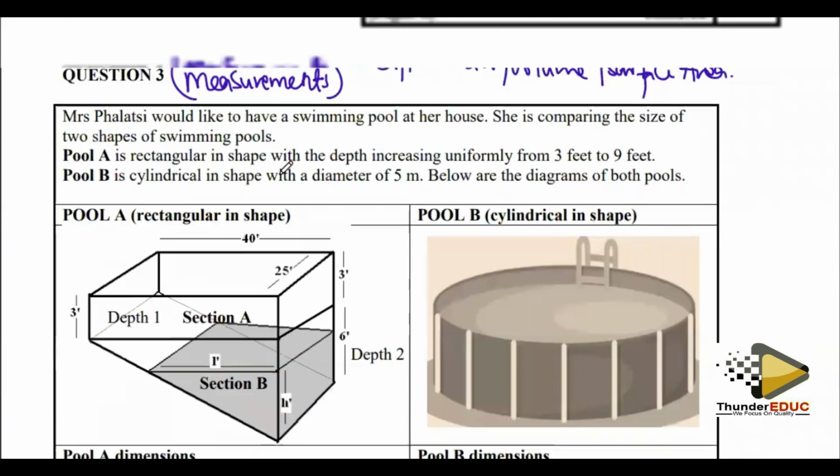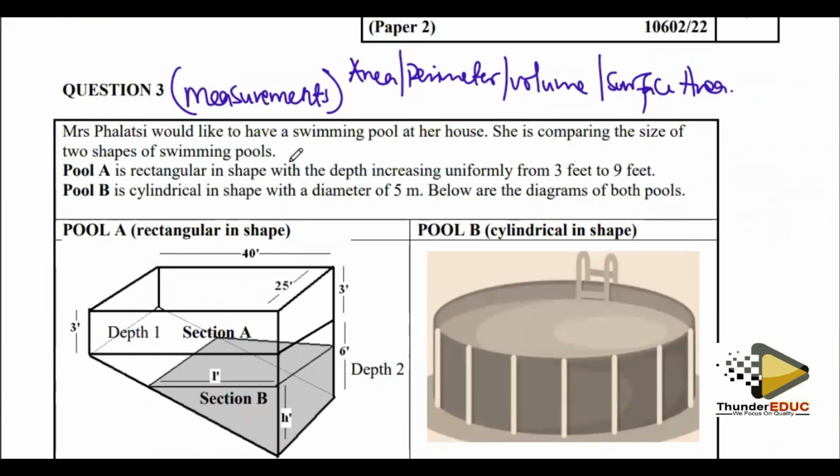Okay, question number 3. Mrs. Fallacy would like to have a swimming pool at her house. She is comparing the sizes of the 2 shapes of the swimming pool. Pool A is rectangular in shape with depth increasing uniformly from 3 feet to 9 feet, whereas Pool B is cylindrical in shape with a diameter of 5 meters. Below are the diagrams of both pools.